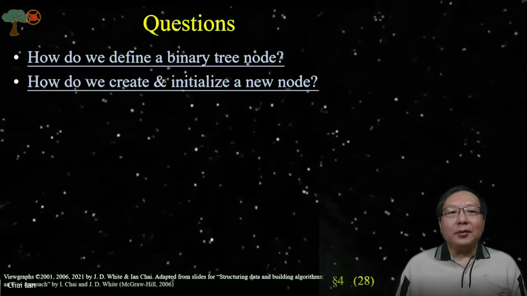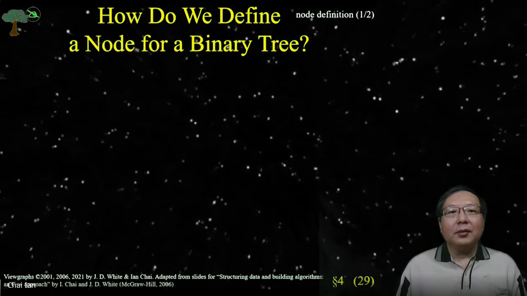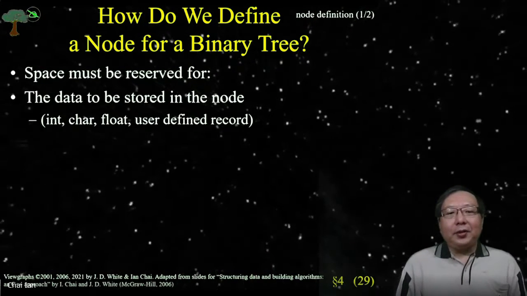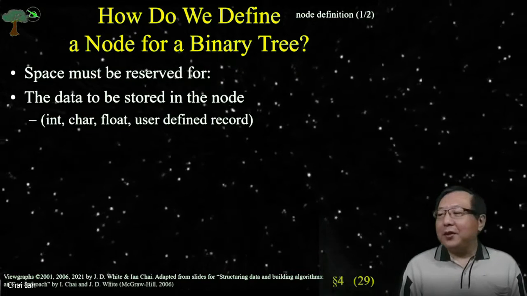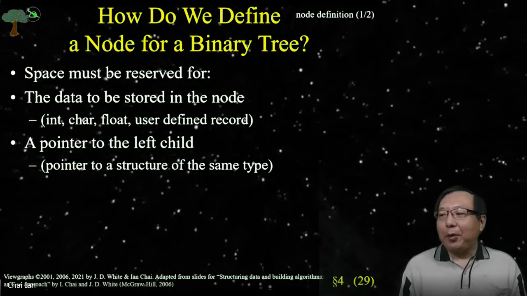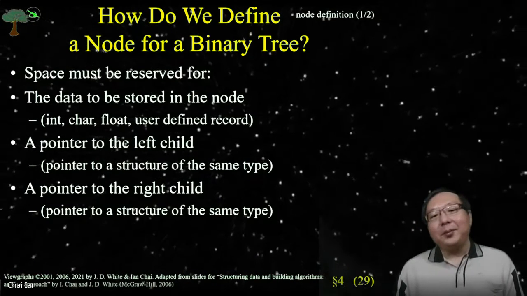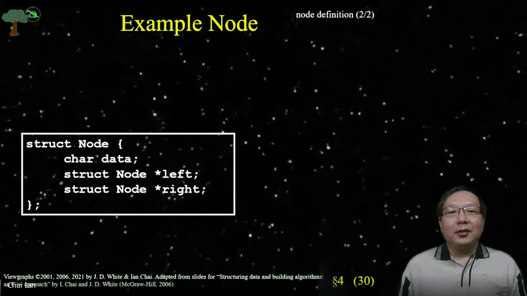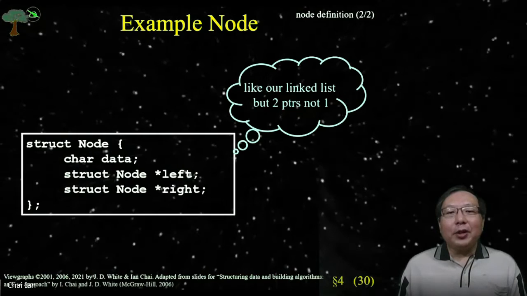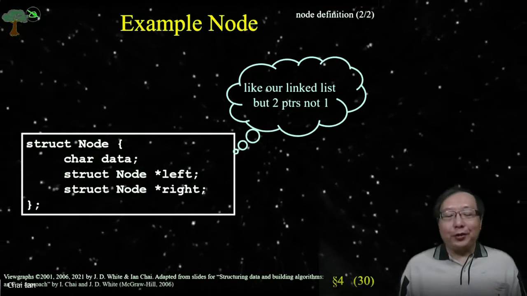Okay, so let's look at the questions again. How do we define a node for a binary tree? Well, we need the data to be stored, whatever kind of data you have: char, float, or user-defined record. Then we need a pointer to the left child, which is a pointer to the same structure, and a pointer to the right child, which again points to the same structure. So here's our example node. It's like our linked list, but with 2 pointers, not 1. It's actually like a doubly linked list because the doubly linked list also has 2 pointers, right?